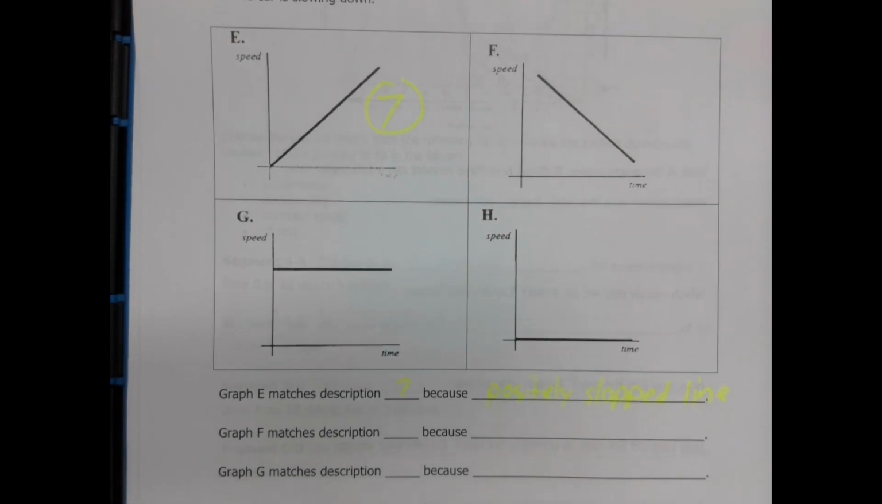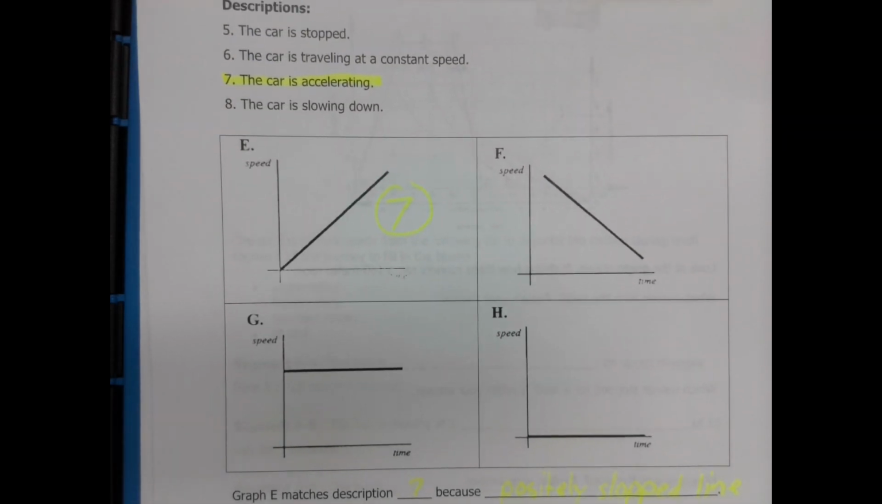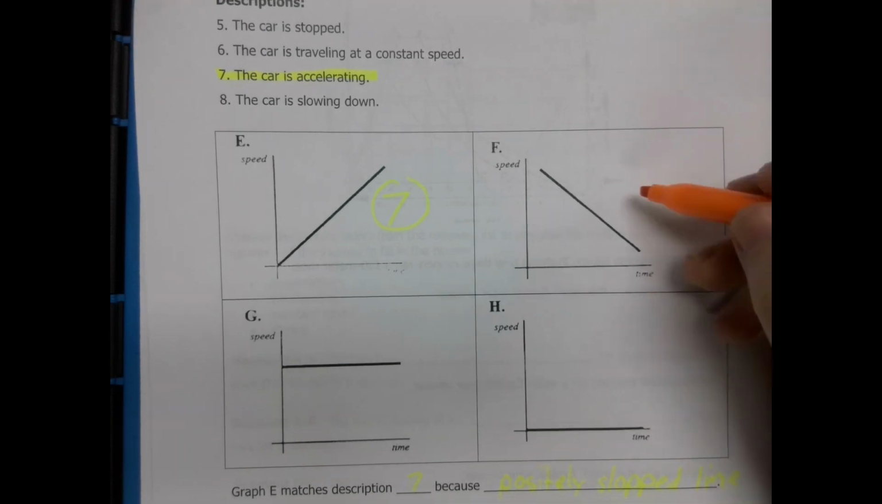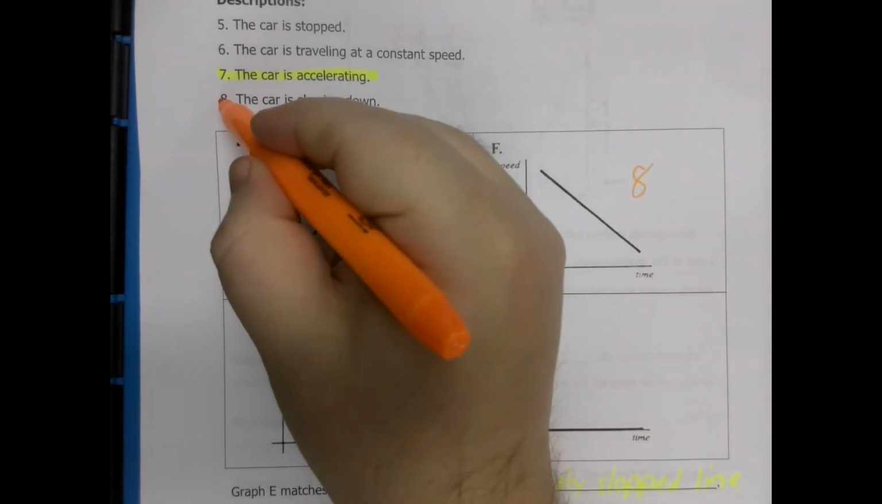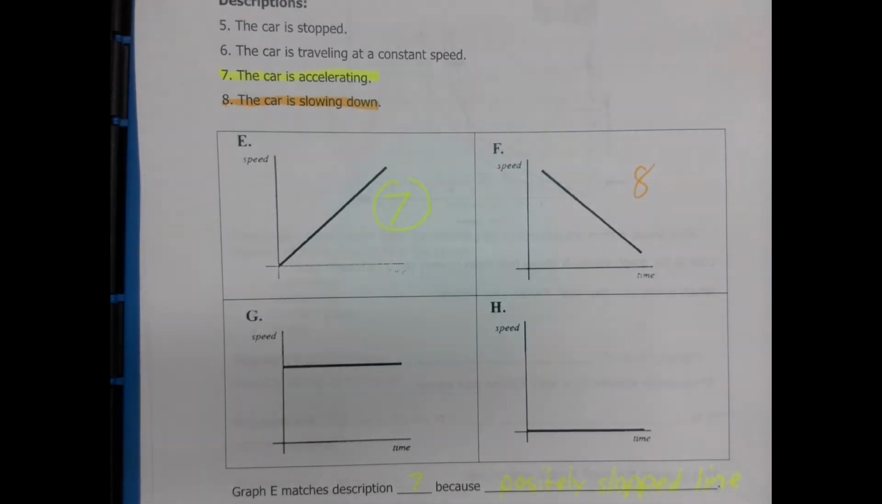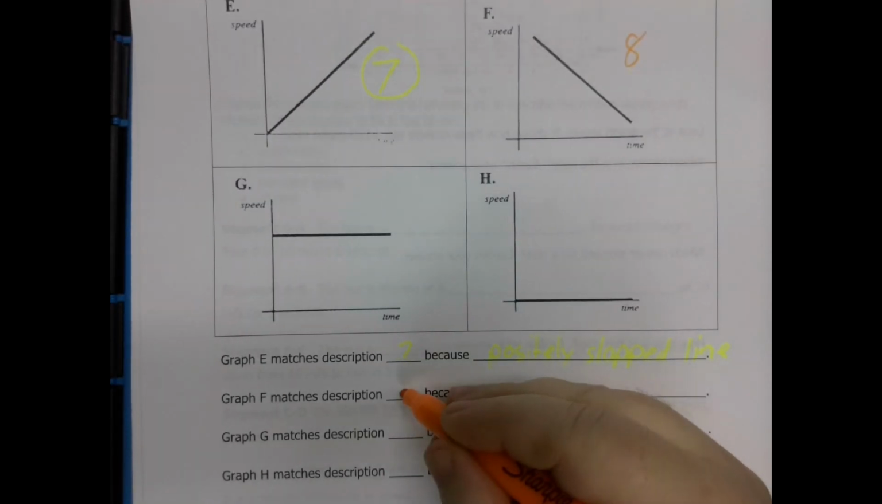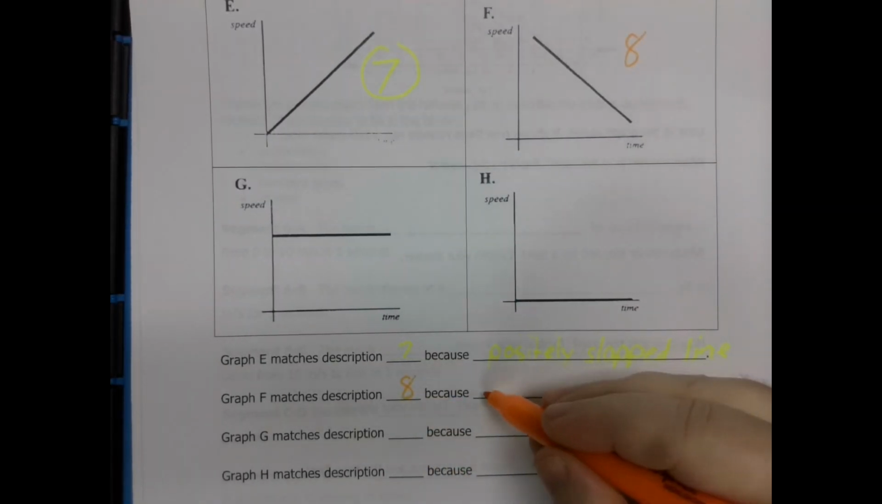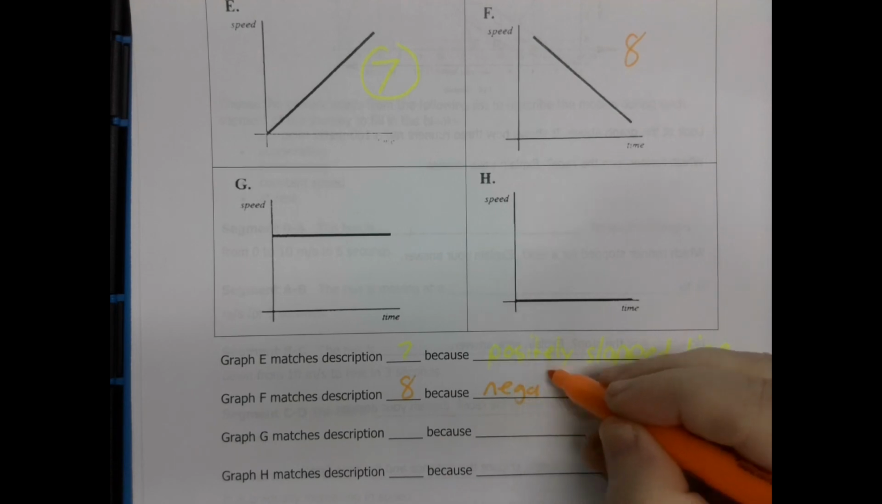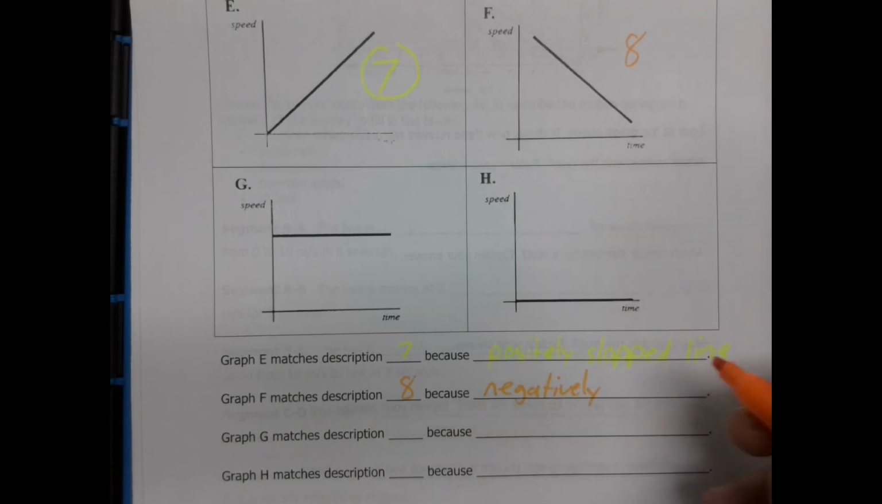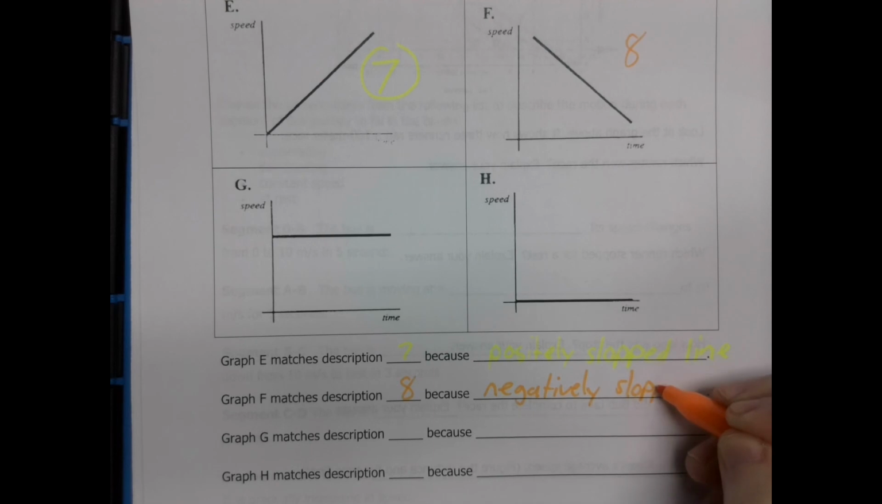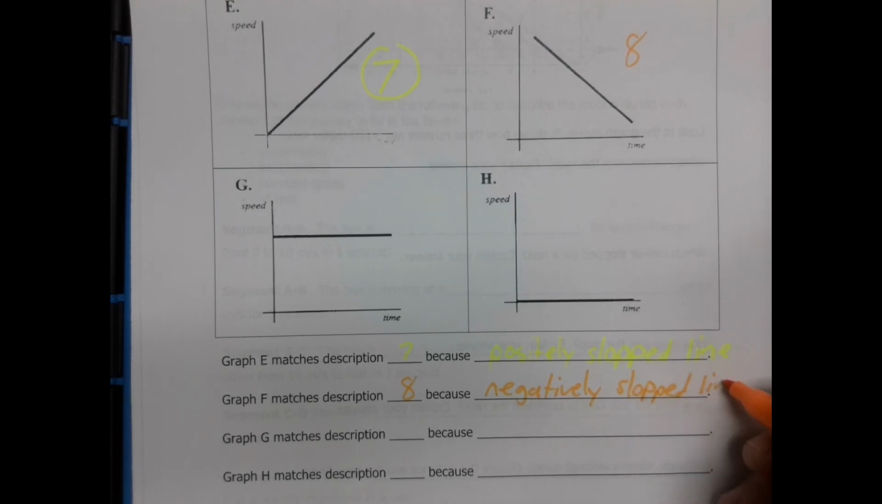Which one does F match? So 8. We know this because it's a negatively sloped line. The speed is decreasing.